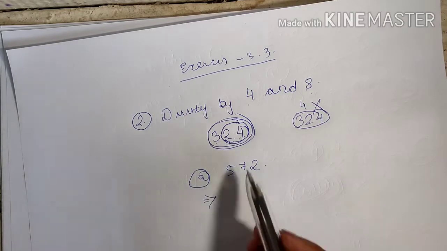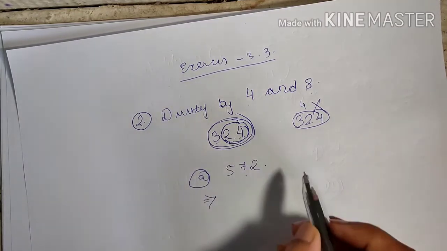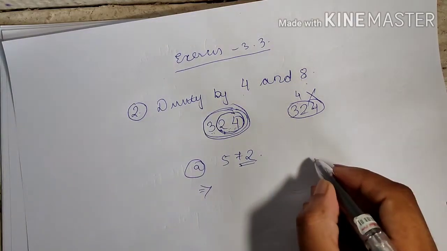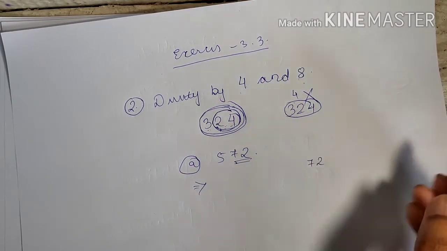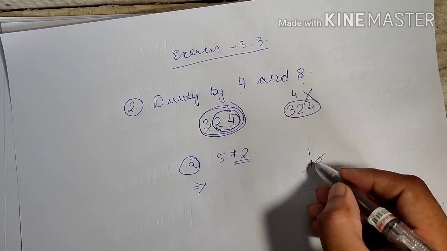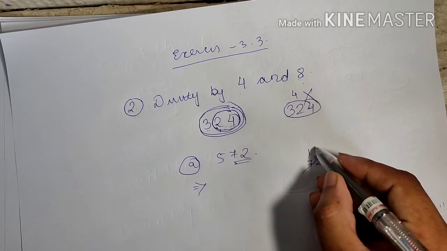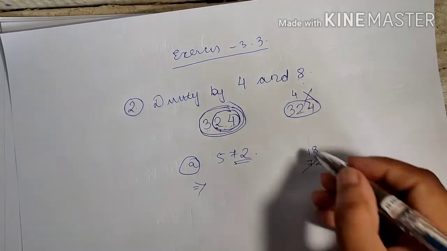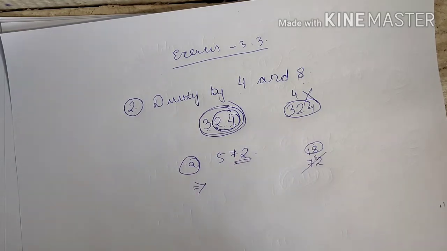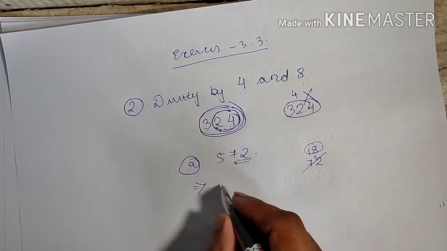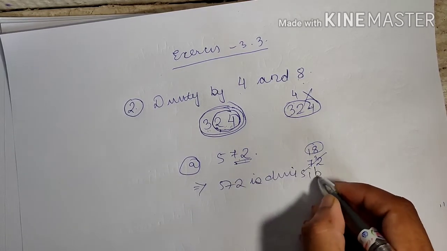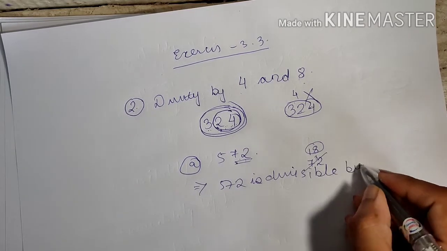First, let's see, is it divisible by 4? How will you do? You will check. I told you for 4 you have to see the last 2 digits. That means we have to do 72. Is 72 divisible by 4? Yes, because 4 1s are 4 and 3 is left. Borrow, 4 8s are 32, so 18. So if you divide 72 by 4, you will get 18. So it is perfectly divisible. So you can say that 572 is divisible by 4.